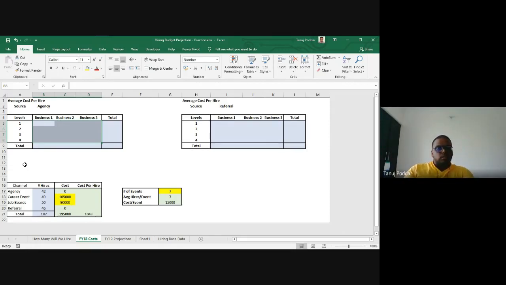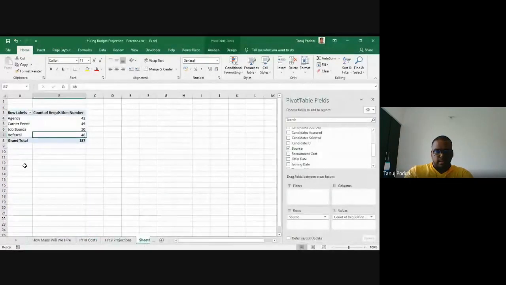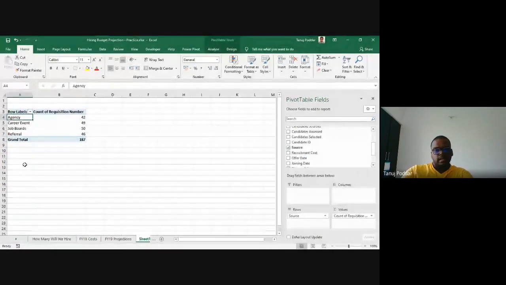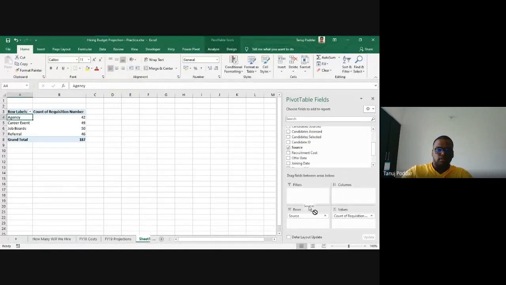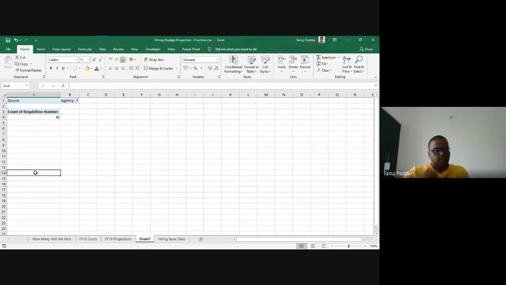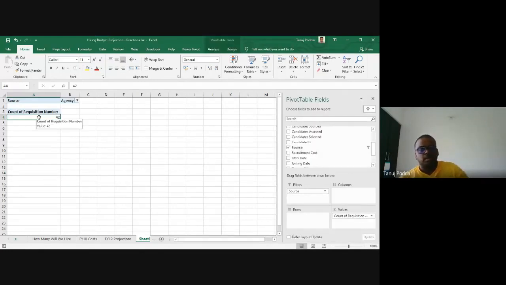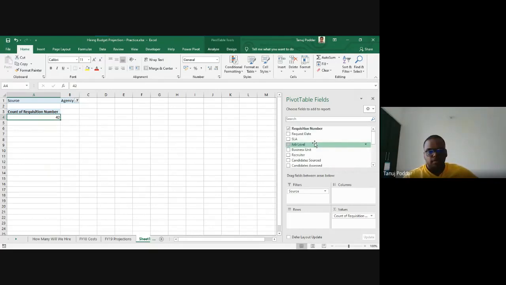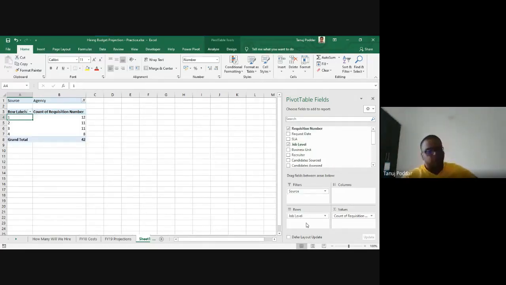Okay, so let's go back to the pivot that we have created, and what we are interested in is only the agency cost. So we'll put the agency in the filter and have the agency selected. So we have had 42 people. Now, if I look at the count, I have 4 people who I have hired using agency. We have 4 different levels for the 42 people that I've hired.